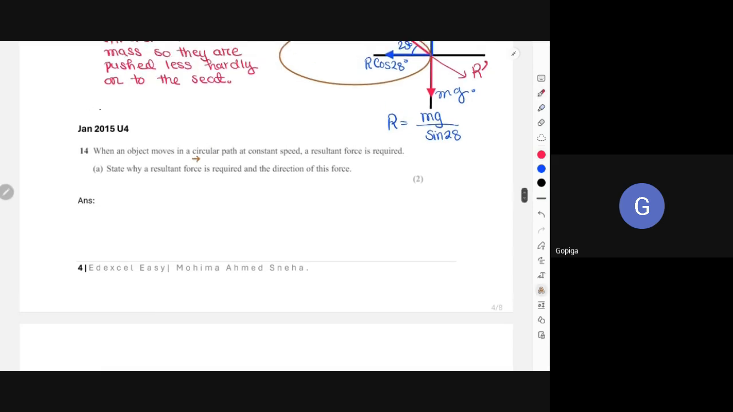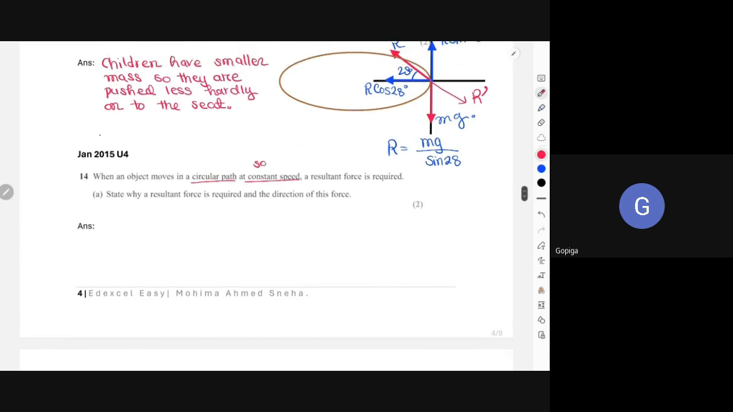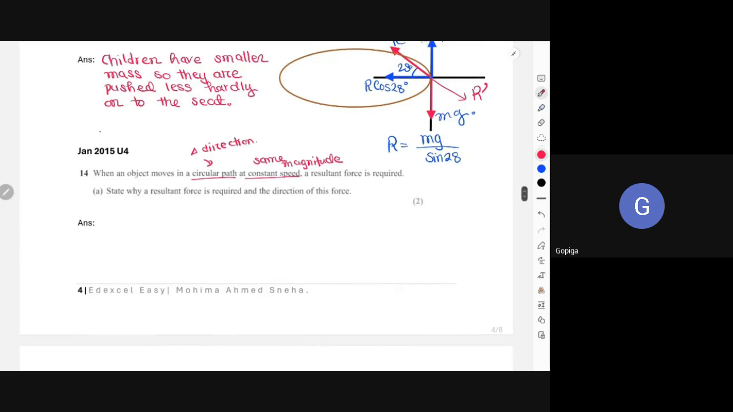For example, it was saying circular path at constant speed. What does this indicate? Constant speed means that they have the same magnitude, right? And circular path means that there is a change in direction continuously for the entire journey. So we are going to first consider this. If you're talking about velocity, it has the same magnitude but the direction changes continuously, which indicates that it has a changing velocity.